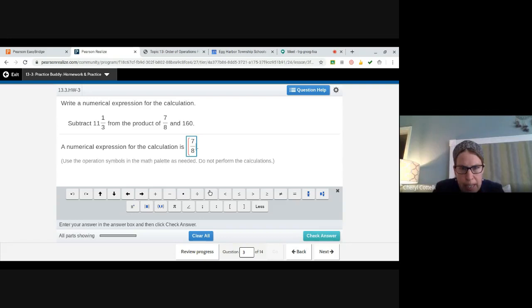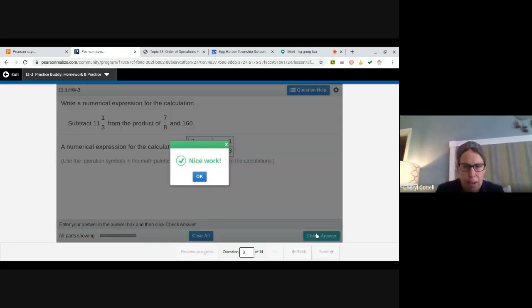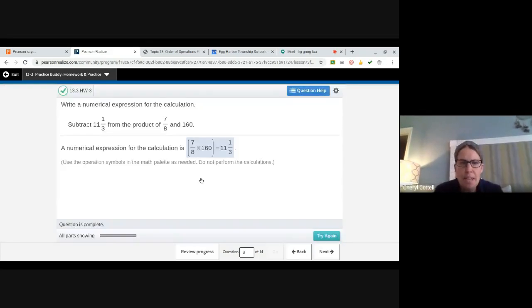I'm going to put a times, just one, times 160 and the parentheses. So the product of, so that means multiplication, and then subtract 11 1/3 from this. So now we use the subtraction sign, and now we have to look for the mixed number. 11 1/3. All right, let's see if we did it right now. All right, we're good.